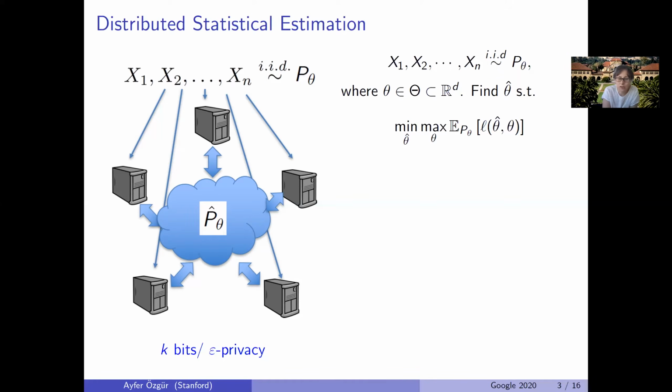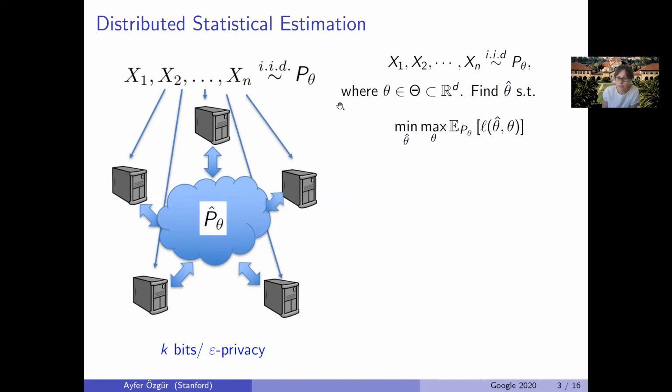Here you can either look at statistical estimation settings or so-called distribution-free settings. For statistical estimation, we will assume that we have n samples generated IID from a distribution parameterized by some unknown parameters theta. Each node observes one sample from this distribution, and the goal is to estimate the parameters of this model at a central node. But now all communication here is subject to bit constraints and privacy constraints.